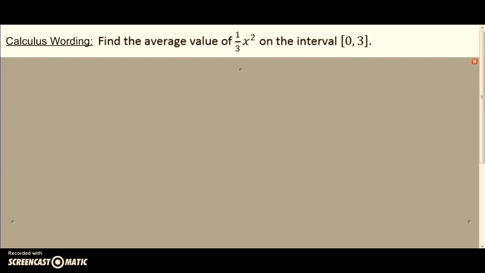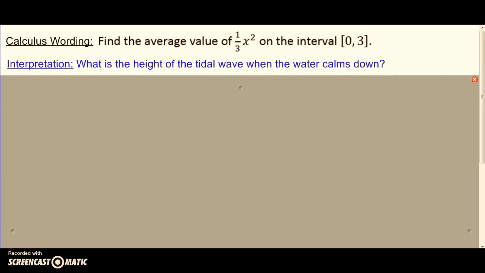The question in calculus: find the average value of 1/3 x squared on the interval 0 to 3. My interpretation: what is the height of the tidal wave when the water calms down?